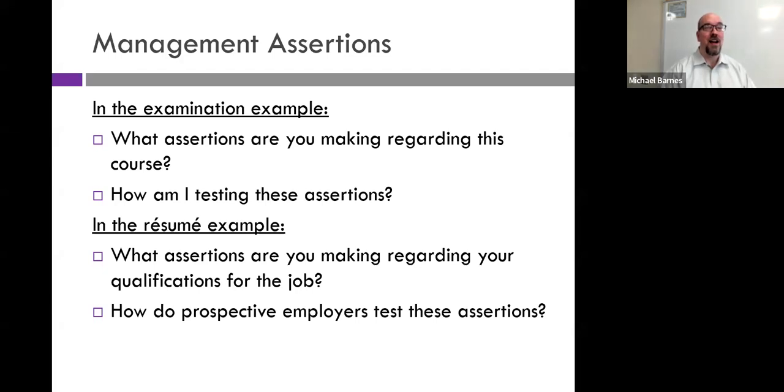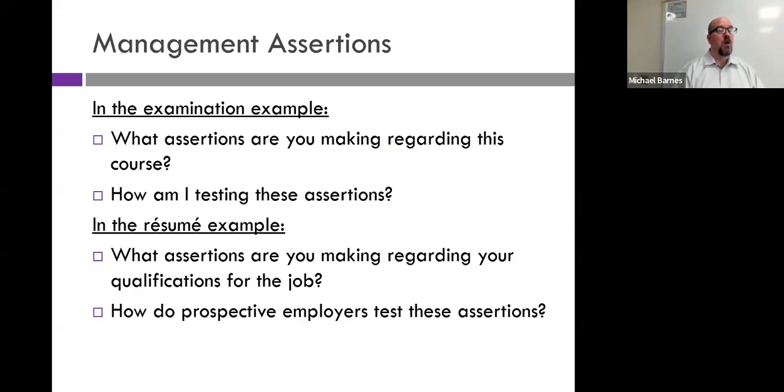But I would say if you took a job that you were not qualified for, then you probably would not last. Okay. So in the situation that we're going to be talking about, the assertions that you're making is that you're qualified for the job, and they're going to test those assertions through reviewing of your documentation and evaluation of your work on a consistent basis.